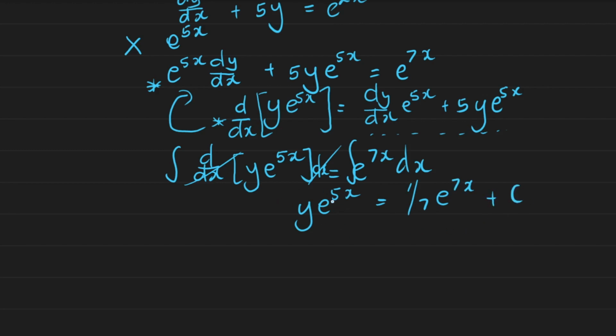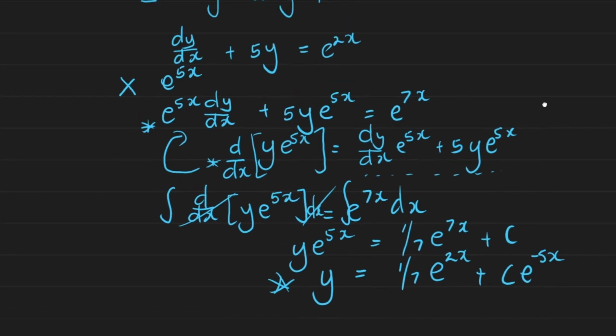So I can just divide both sides now by e^(5x). And if I do that, I get y is equal to 1/7 times e^(2x) plus c times e^(-5x). So this is the solution.